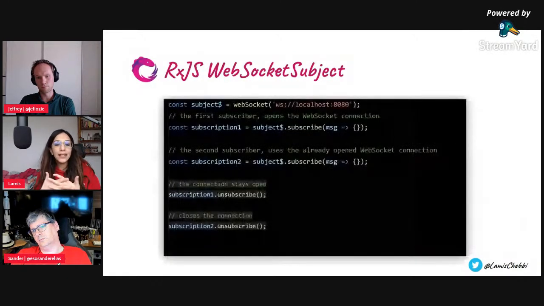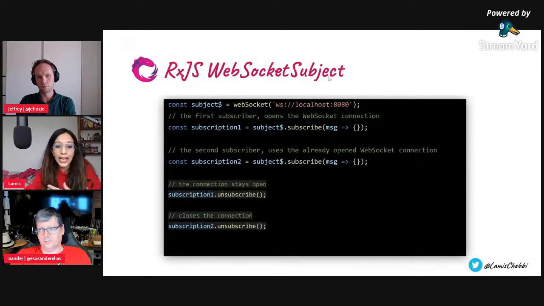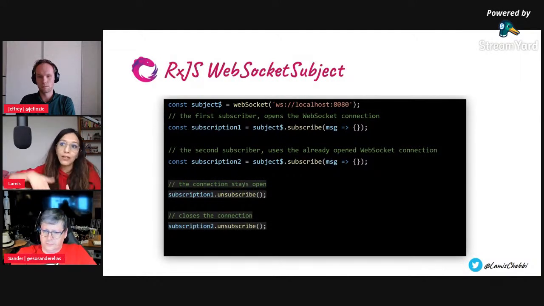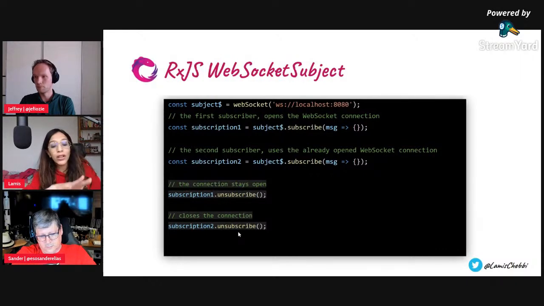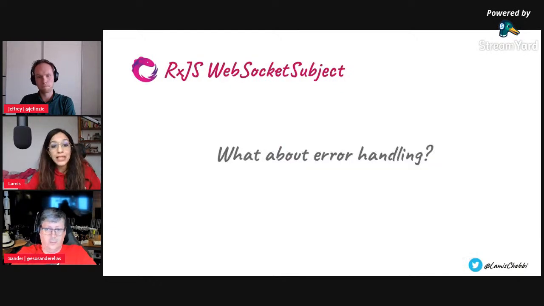And again, this is the code. Here, I have two subscribers to the same subject dollar, to the same RxJS WebSocket subject. When the first one unsubscribes, the connection will stay open because there are more subscribers still listening. So when the last subscriber unsubscribes, then the connection will be closed. Now, let's move to the third question.